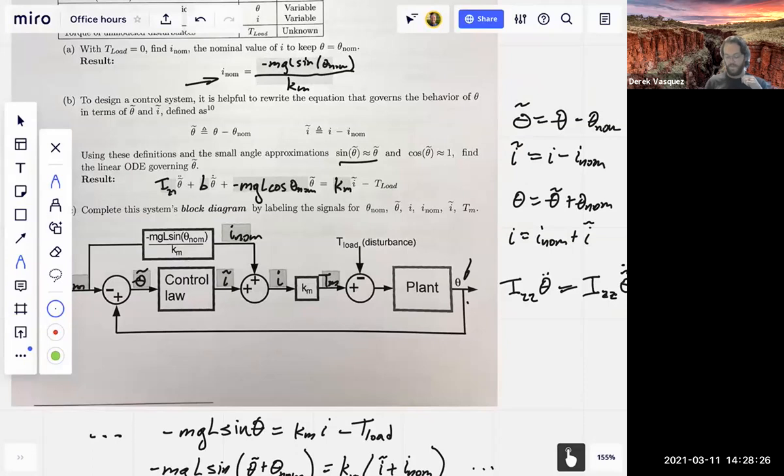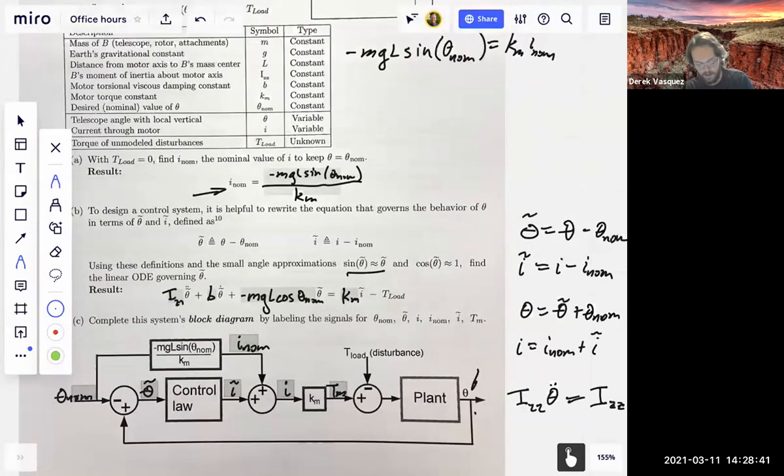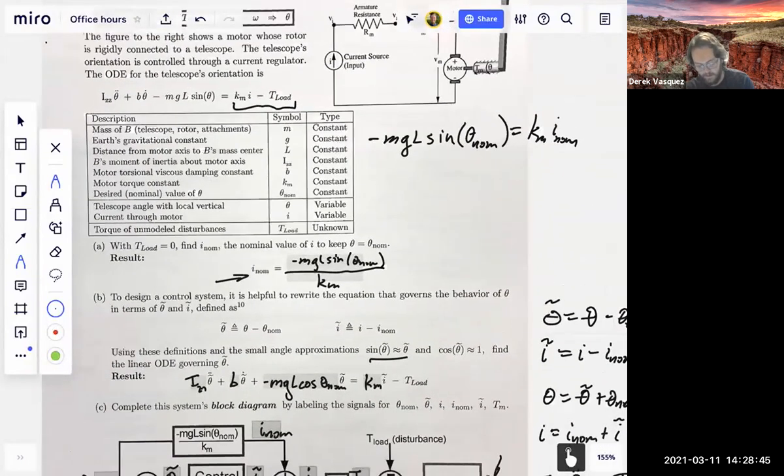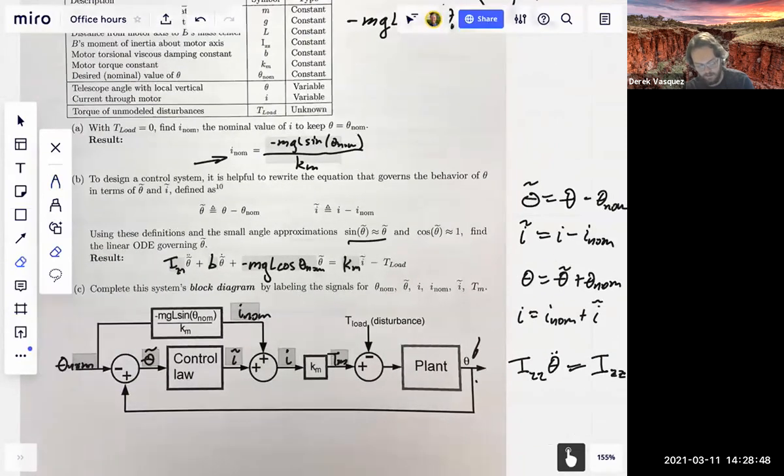And the plant is just our telescope, I think is what we're calling it, moving around on the motor axis. So that's our dynamics. So we give Tm plus T load into our motor, and then that's going to describe the theta that comes out. Any questions about this block diagram here?